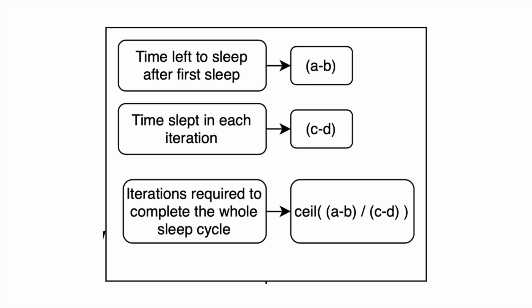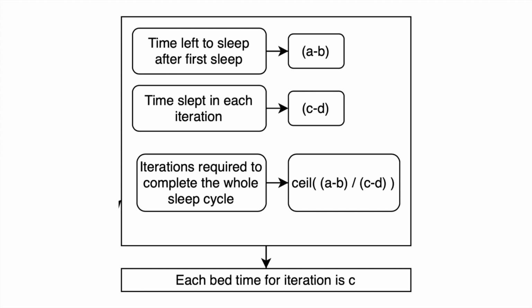So the number of iterations required to complete the whole cycle would be the ceiling function of A minus B divided by C minus D. Let us assume if A minus B divided by C minus D is a floating point number, then we have to take the number of iterations to be one more than that. That is actually nothing but a ceiling function. Fine. So the ceiling function of A minus B divided by C minus D actually gives the number of iterations Polycarp has spent to complete his sleep cycle. Each bedtime for the iteration is C because Polycarp sleeps on the bed for C minutes. So the bedtime would be C irrespective of whether he did sleep or he didn't.